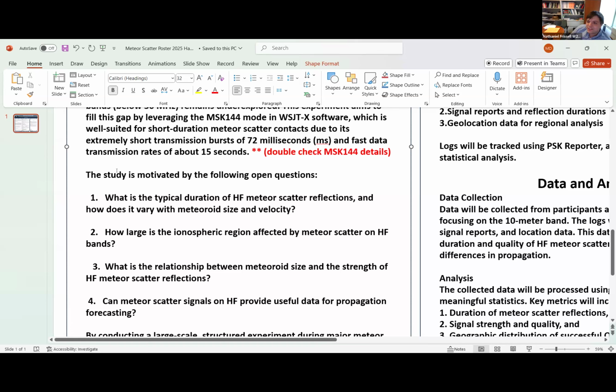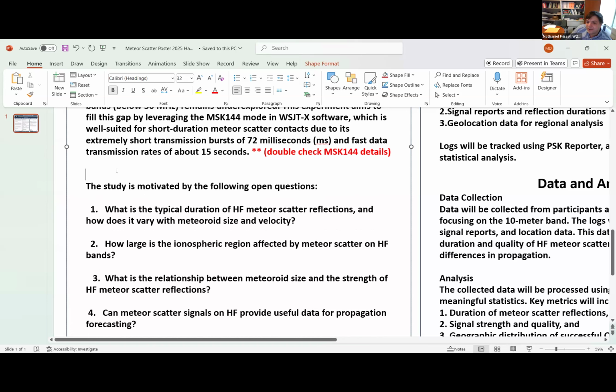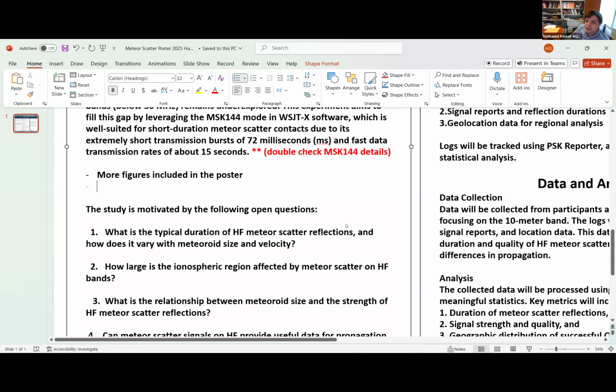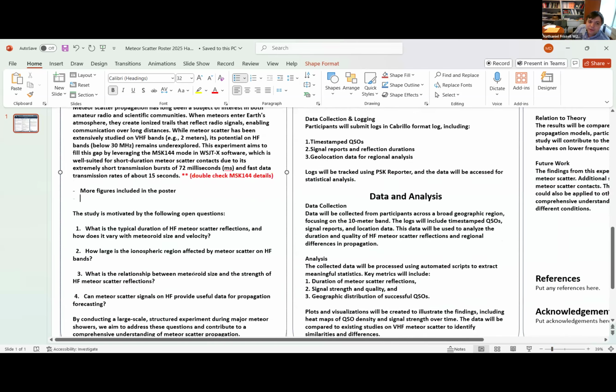Of course, you don't want to put figures there just for the sake of pretty pictures, though it's always nice to have some pictures of happy ham radio operators operating. But here's a really good example of where a figure would be nice. If you had a screenshot of an MFSK144 meteor waterfall, you could show, look, here you can see the meteor scatter communications occurring, and you can see the time duration it takes, and you can use that information to answer this first question. That screenshot would be a really nice thing to include.